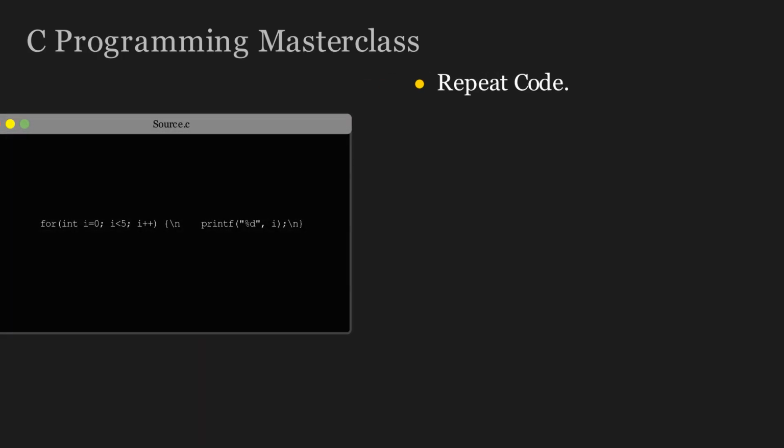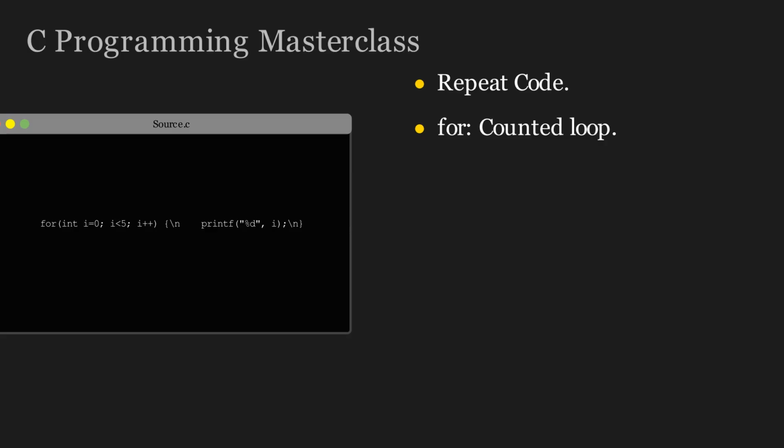Computers are great at doing boring tasks repeatedly without complaining. We call this looping. There are 3 main types of loops in C. First, the for loop. Use this when you know exactly how many times to repeat, for example, counting from 1 to 10. You set the initialization, the condition, and the update step all in one line.